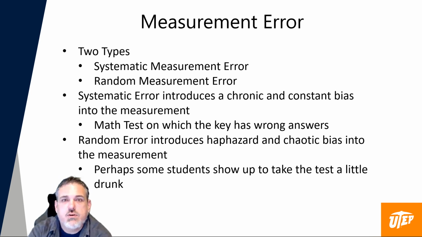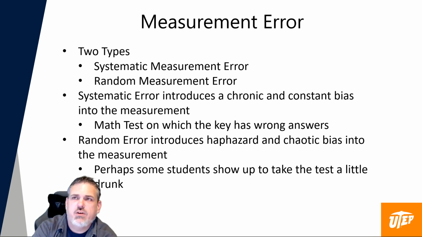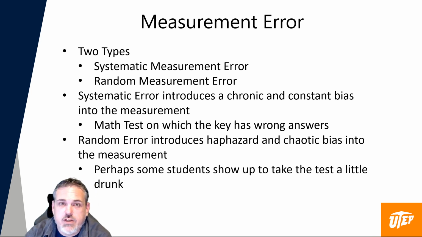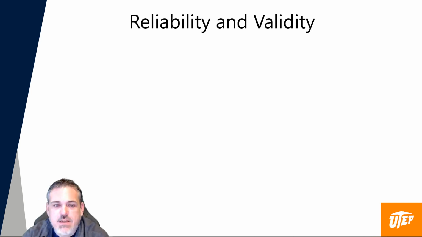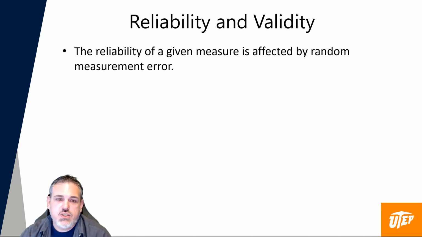Now, what are sort of the fallbacks? What are the downsides to systematic measurement error and random measurement error? Well, we have to introduce two concepts to understand that, and that's reliability and validity. So reliability is how consistently that measure is applied. So reliability of a given measure is affected significantly by random measurement error.